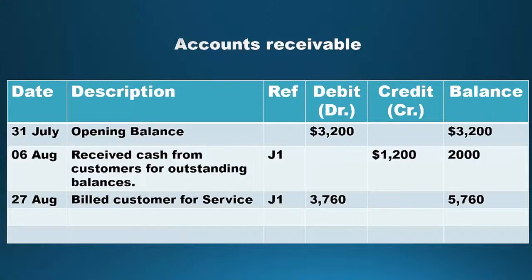Posting to the ledgers, accounts receivable ledger. 1. Date, write the date, August 27. 2. Narrative, add the narrative: billed customers for services performed during August. 3. Reference, include the journal reference, J1. For amount, enter $3,760 in the debit column. We debit accounts receivable because this represents money the company expects to receive from customers, and increases to assets like accounts receivable are recorded on the debit side.